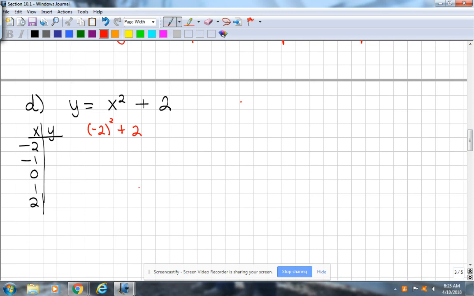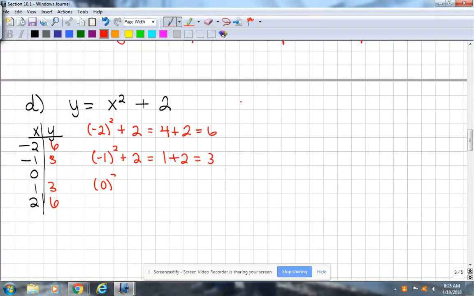What comes first, the exponent or addition? Exponent. What is -2 squared? And 4 plus 2 equals 6. So that one's a 6 and that one's a 6, right? Then I do -1 squared plus 2. What's -1 squared? And what's 1 plus 2? So this one's a 3 and this one's a 3.